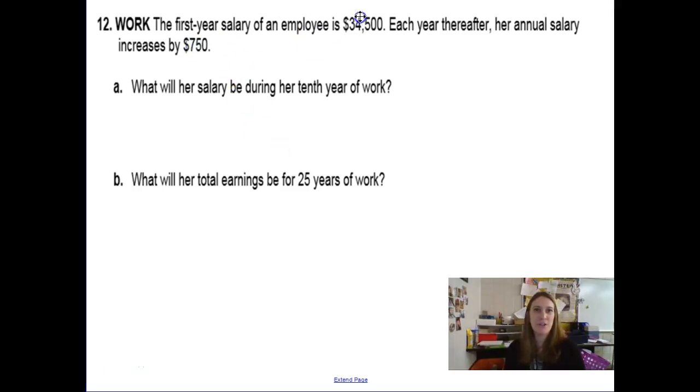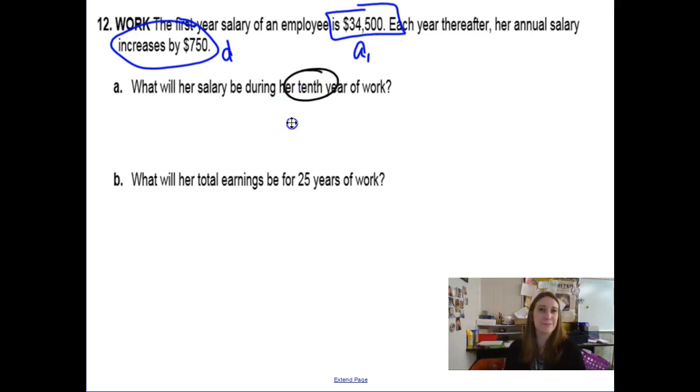So the first year's salary of an employee, oh, this is another good application, starts off with $34,500. And then you're going to get this weird flat increase of $750. So that's the common difference. This is a linear growth, which isn't typical for most jobs, but I will tell you, on a teaching contract, there is a bit of a linear growth component. So what's her salary going to be in the 10th year of work? Well, I guess we'll find that. So the 10th term.